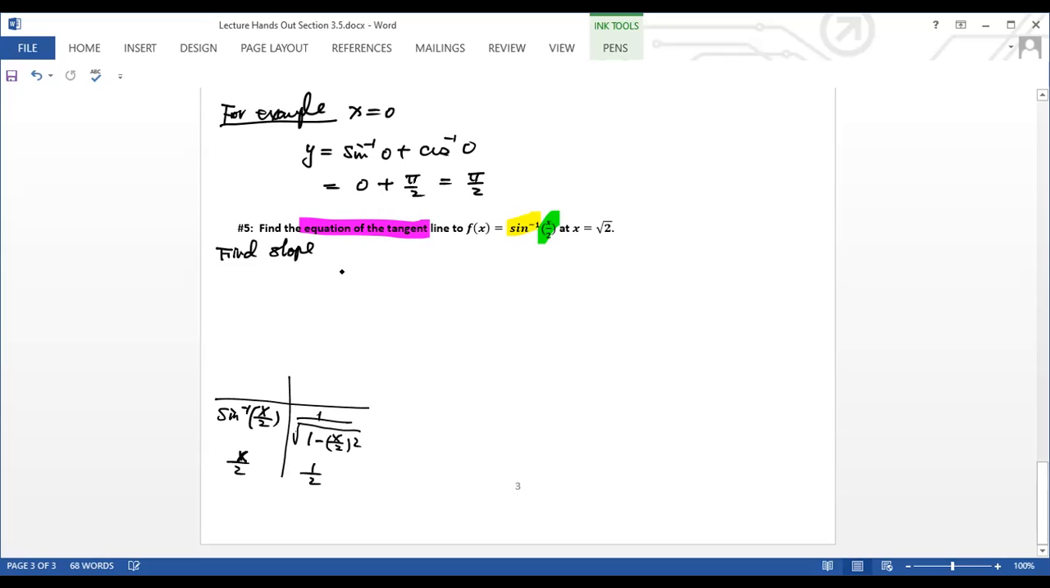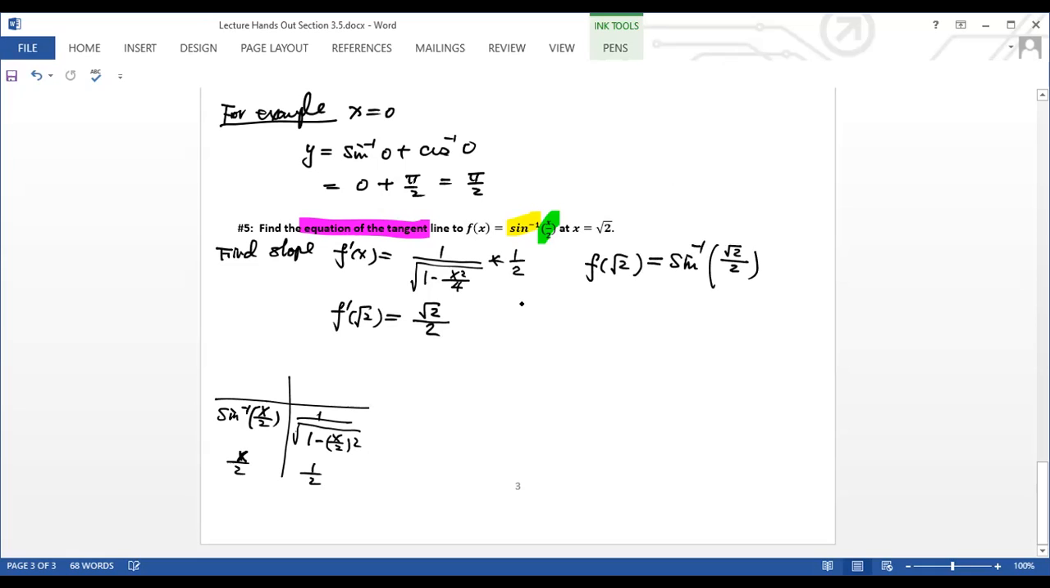Then multiply them, right? So f prime of x is equal to 1 over the square root of 1 minus x squared over 4, times 1/2. Correct? Now I can plug in x equal to the square root of 2. You plug in x equal to the square root of 2 and simplify, and it will give you the square root of 2 over 2. So f prime of the square root of 2 is equal to the square root of 2 over 2. Also you can plug the square root of 2 into f of x, which is arcsine of x over 2, so arcsine of the square root of 2 over 2.